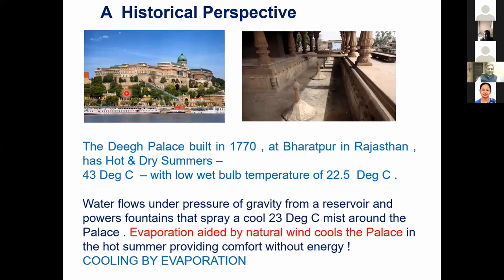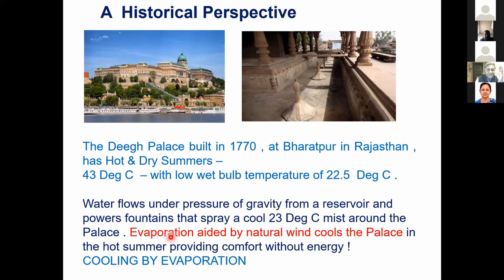So this is a palace in Rajasthan built many, many years ago. There are many palaces like this across India. There are even smaller buildings which are built in the same fashion. So it's very hot over there. In the summer, it is 43 degrees centigrade. But we are blessed in India, for many parts of India, when you have a very hot dry bulb temperature, you have a very low wet bulb temperature in many of the hot and dry places of India. So it's the difference between these two which can allow us to do evaporative cooling. So in this building, there's a reservoir constructed far behind, and by gravity, the water flows and goes out of these fountains, which are now defunct.